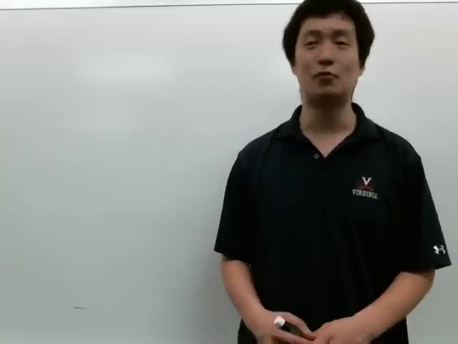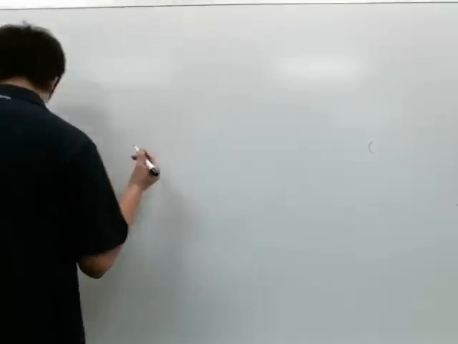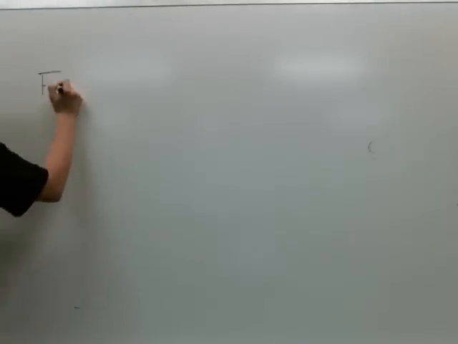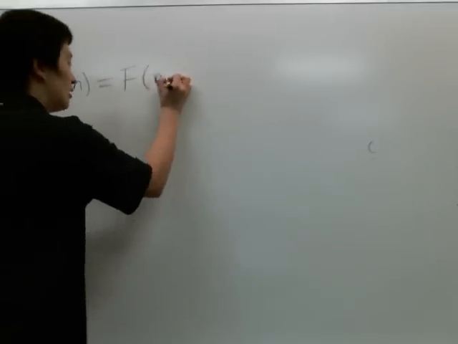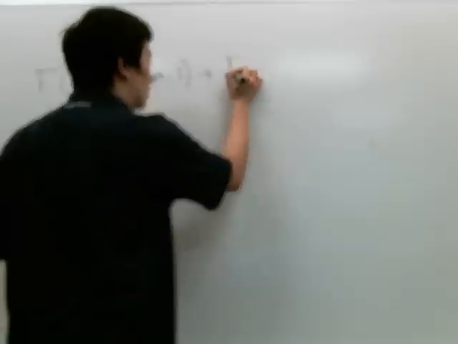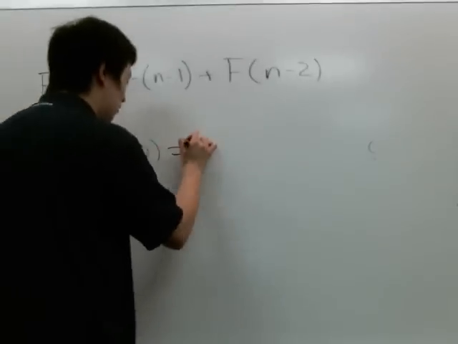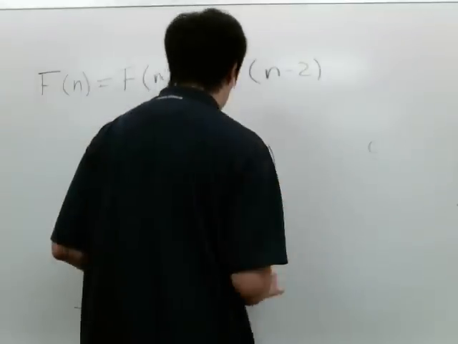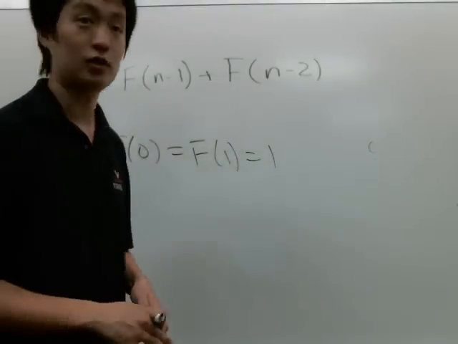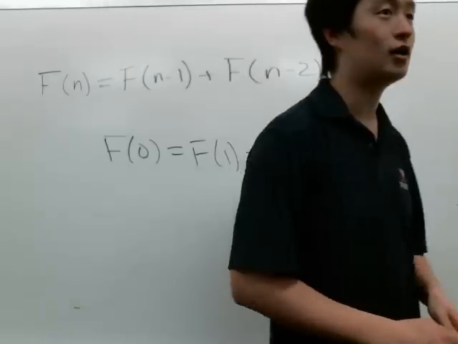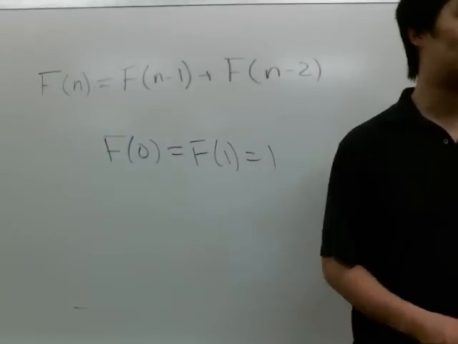And of course, the classic example for dynamic programming is the Fibonacci sequence. As most of you know, the nth Fibonacci number is defined recursively as the sum of the two previous Fibonacci numbers, where f of 0 equals f of 1, which equals 1. Or there are some variations where f of 0 equals 0 and f of 1 equals 1, depending on which indices you want to start at. But we can work with this for now. So there are multiple ways to calculate the Fibonacci sequence.